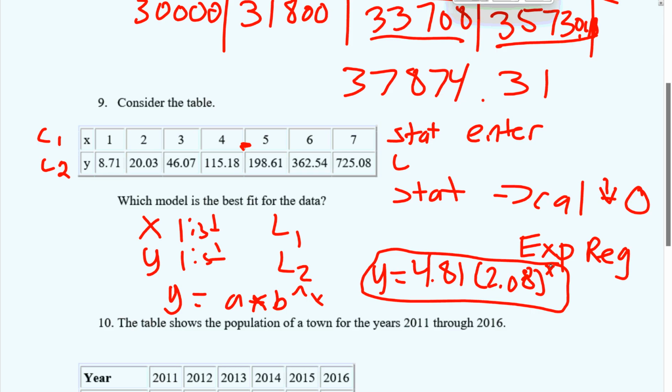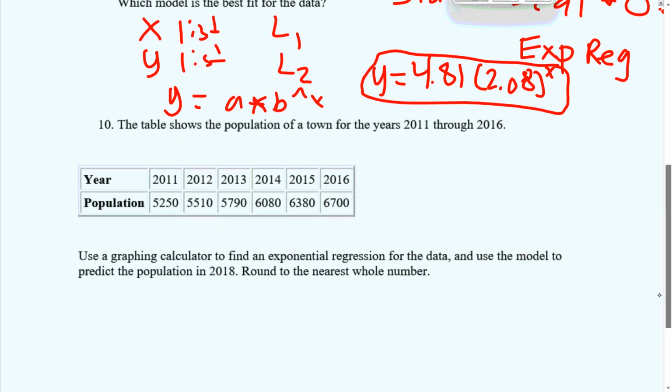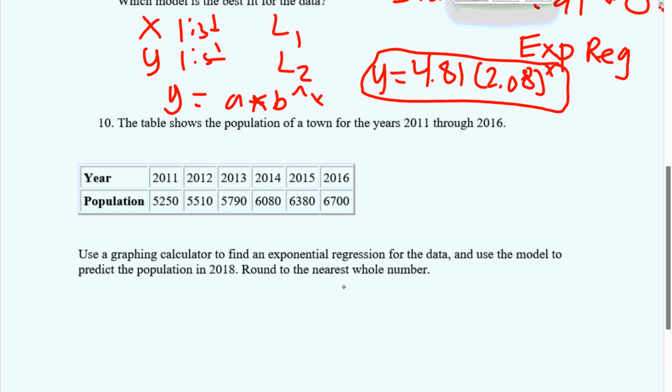Okay. And then the same thing here with population. So I'm going to do the same thing with population. I'm going to round to the nearest whole number in the very end. Okay, so I'm going to make this be my L1, make this be my L2. So I'm going to go back to stat, enter, edit, and change these numbers to, in 2011, I could just do 1, 2, 3, 4, 5, 6.